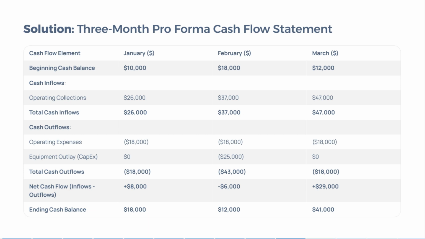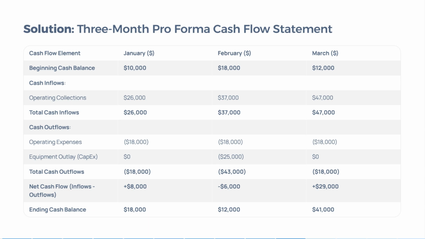February. Starting cash of $18,000 plus inflows of $37,000 minus outflows of $43,000, which includes the $25,000 CapEx outlay, gives a negative net cash flow of minus $6,000, dropping ending cash down to $12,000. March. Starting cash of $12,000 plus inflows of $47,000 minus outflows of $18,000 gives a net cash flow of plus $29,000, bringing ending cash to $41,000.